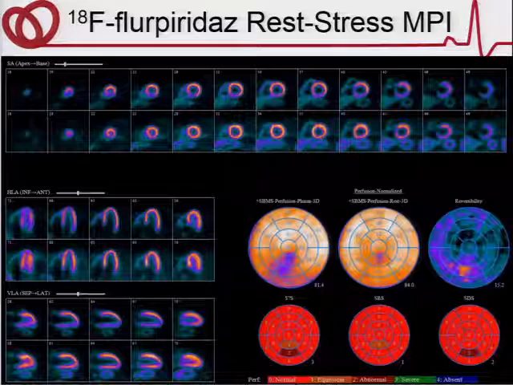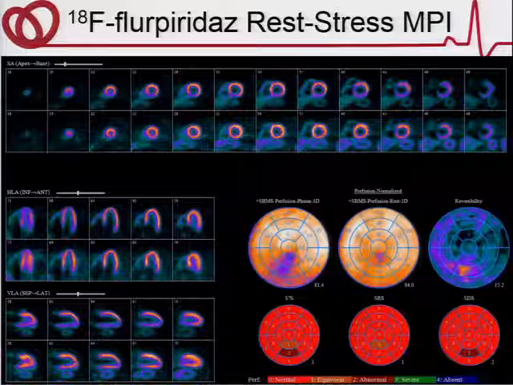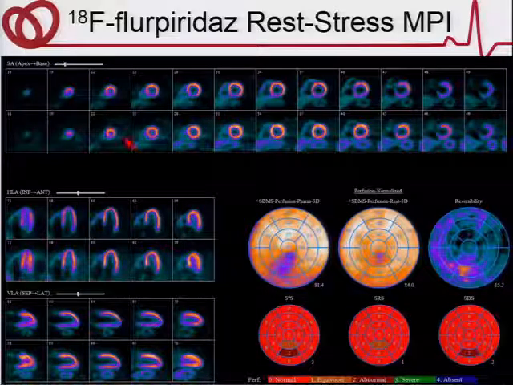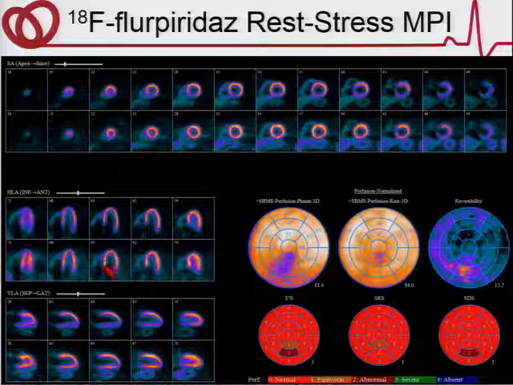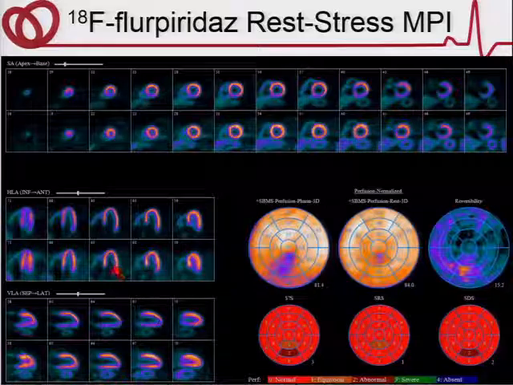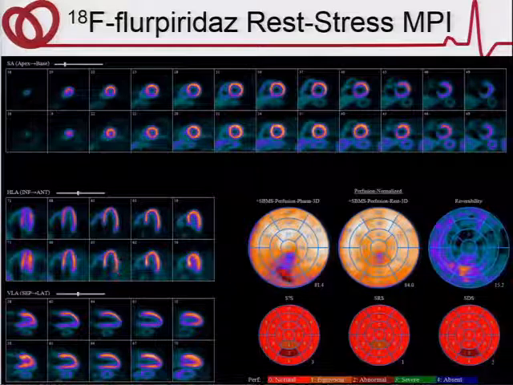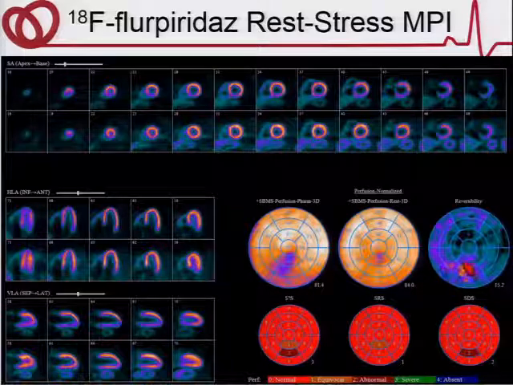These are the kinds of images that you can get with flurpiridaz. This was one of the phase 3 subjects acquired as part of the trial at our center. There hasn't been any post-filtering applied here. You can see very high spatial resolution, as well as myocardium to blood contrast resolution, and nice definition, for example, of mild ischemia here in the inferior wall.